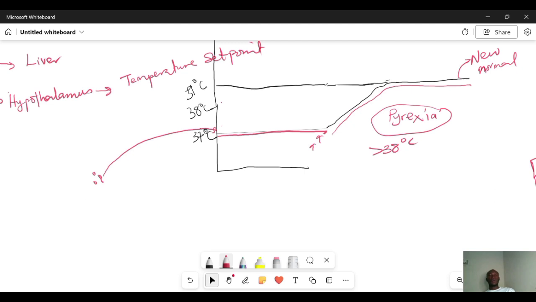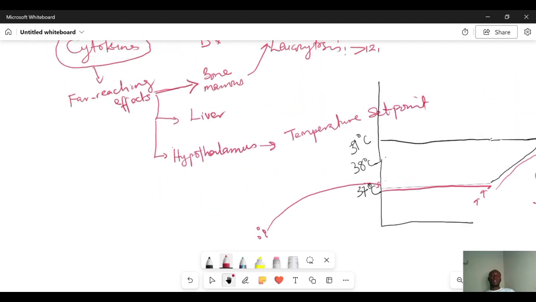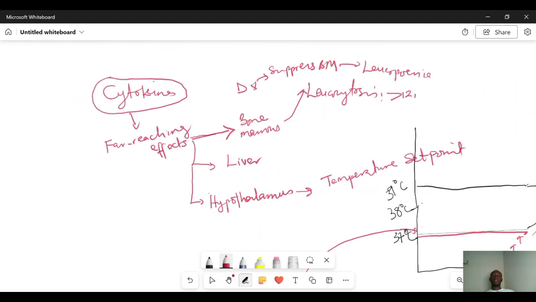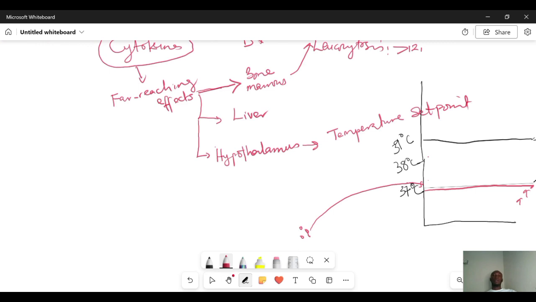So we'll go back. Remember, we were noting that the functions of cytokines are far-reaching. They act on the bone marrow, the liver, the hypothalamus, and even the brain. Their action on the brain gives rise to altered mental status. What this means is that there may be a decline of GCS.